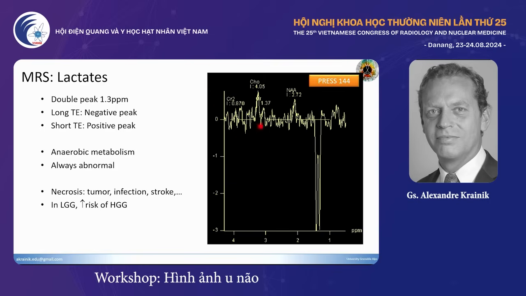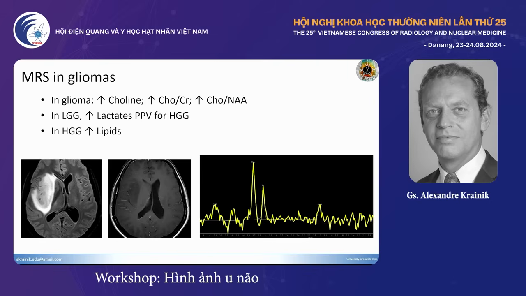And as I told you, it's very important. You see, at long TE, you have a negative peak. So this negative peak, it's quite tricky to identify potential lipids because they resonate at the same value around 1.3. Well, in glioma, what we observe is roughly a decrease in NAA, typical here, and an increase in choline. This is common for all glioma, low grade, high grade, and so on.